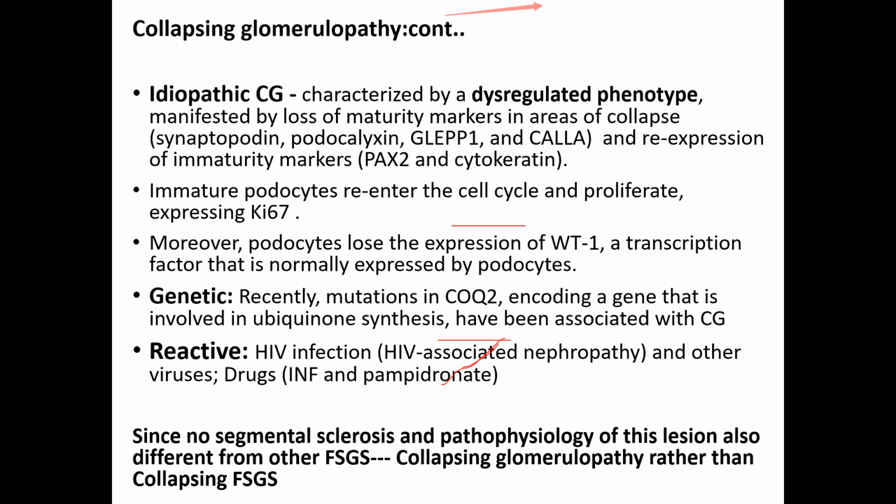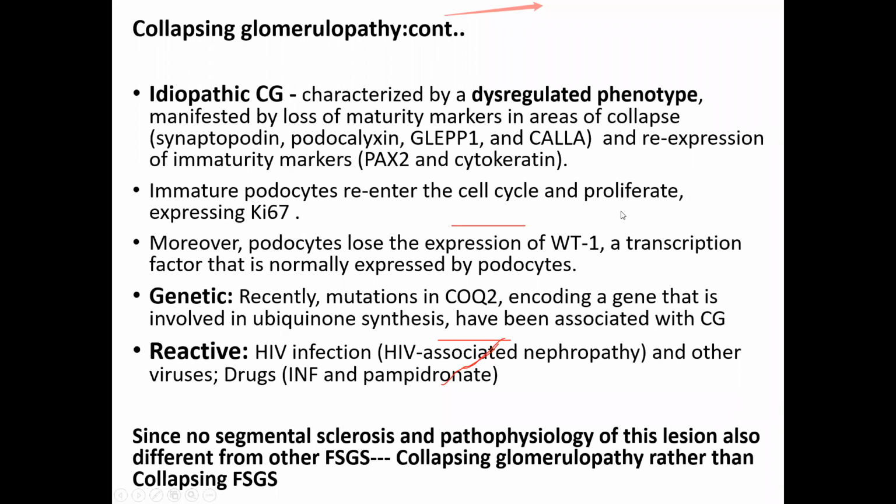There are several causes of collapsing glomerulopathy. Idiopathic collapsing glomerulopathy is characterized by a dysregulated phenotype. Again, I have to stress that the podocyte is a terminally differentiated cell. But in idiopathic collapsing glomerulopathy, the phenotype is manifest by loss of maturity: loss of synaptopodin, podocalyxin, GLEPP1 and CALLA expression in the podocytes, and re-expression of immaturity markers like PAX2 and cytokeratin. These immature podocytes re-enter the cell cycle and proliferate.